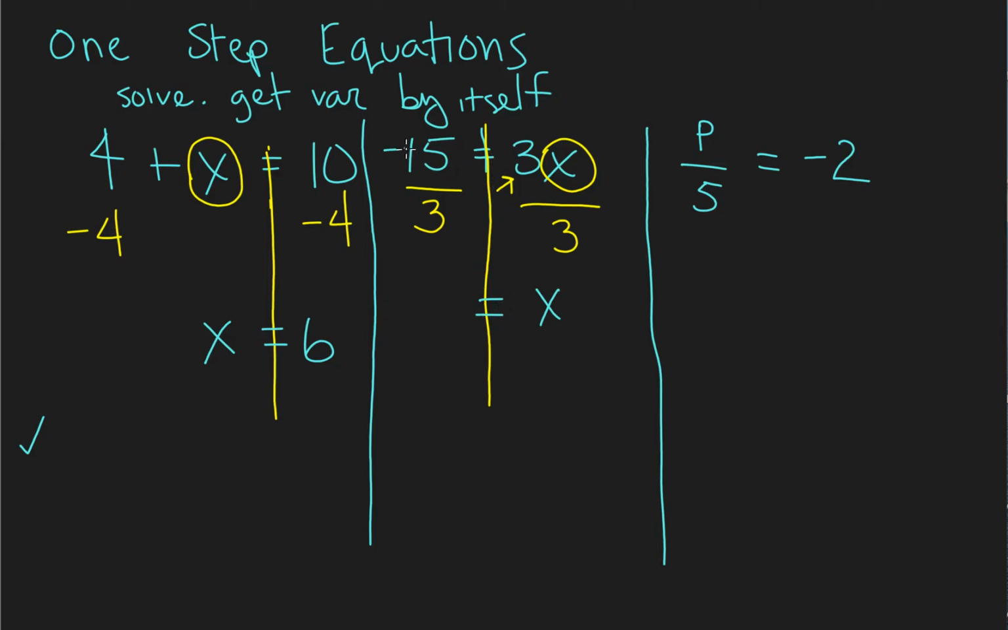The line represents the equals. And then we have a negative 15 divided by 3. Negative divided by a positive is negative, and 15 divided by 3 is negative 5.